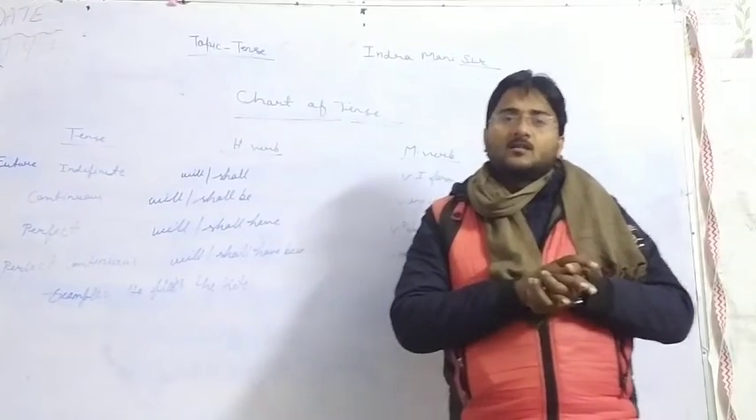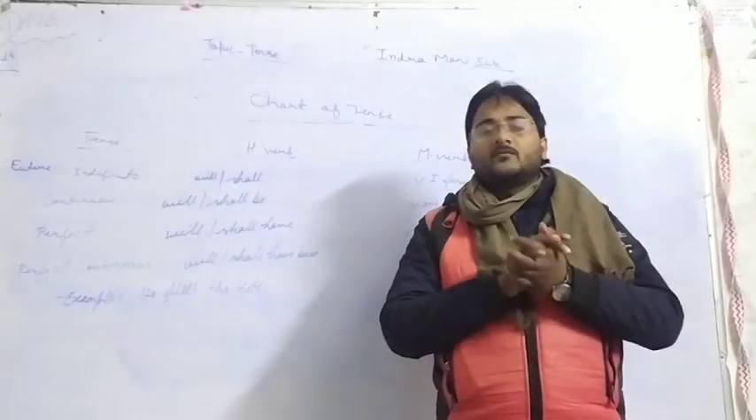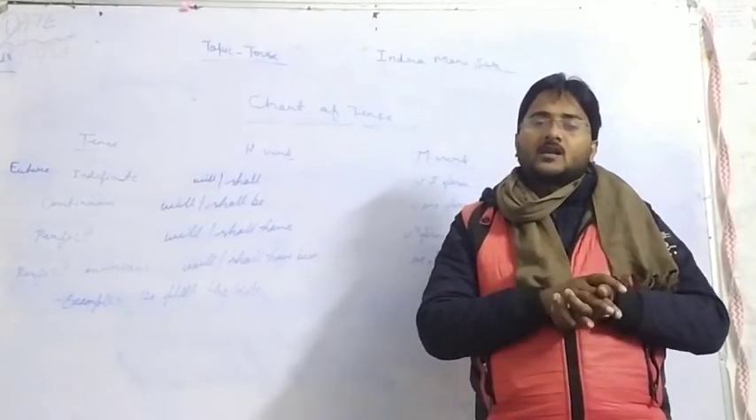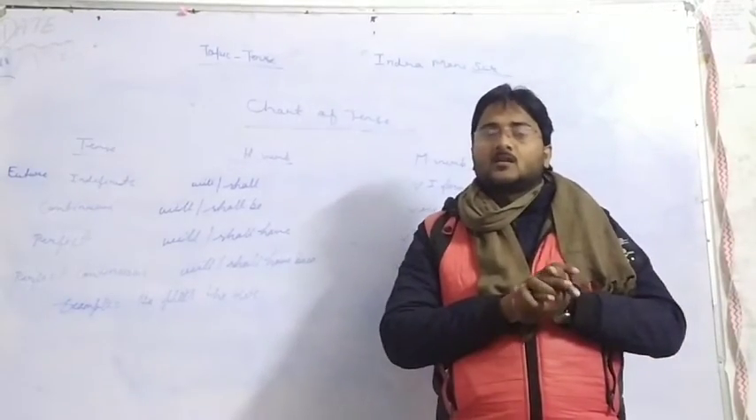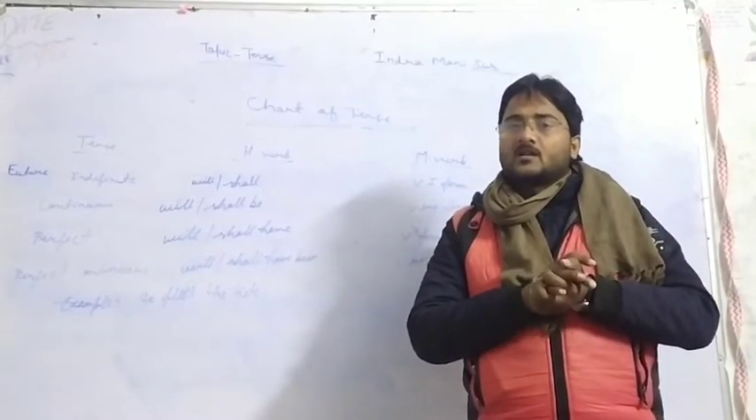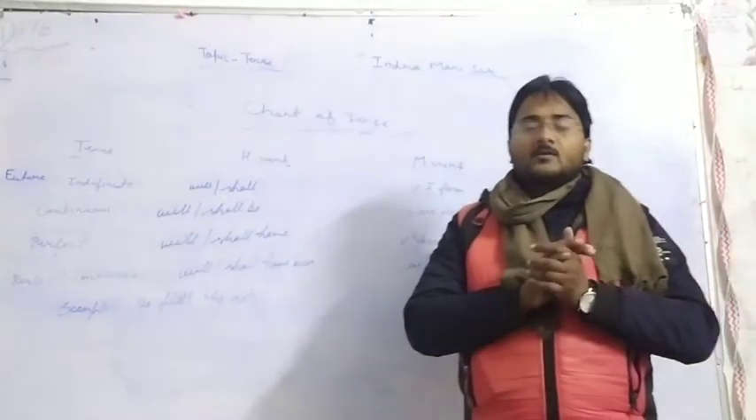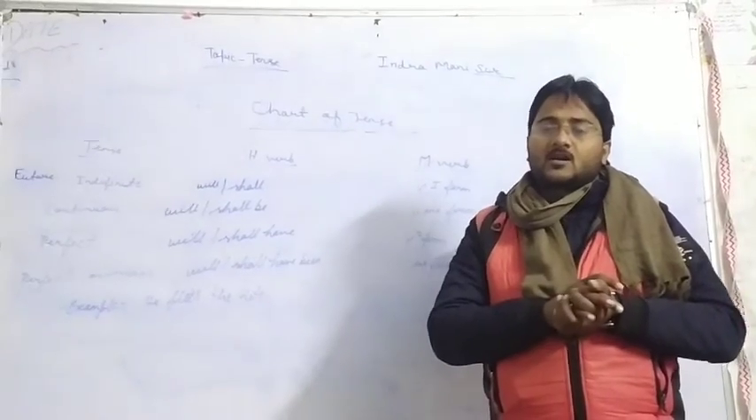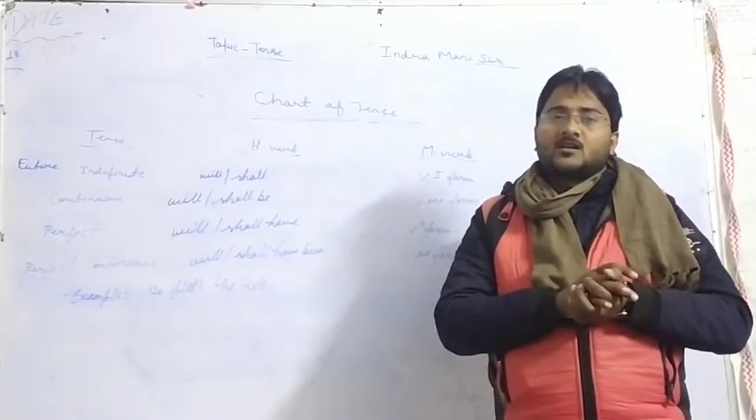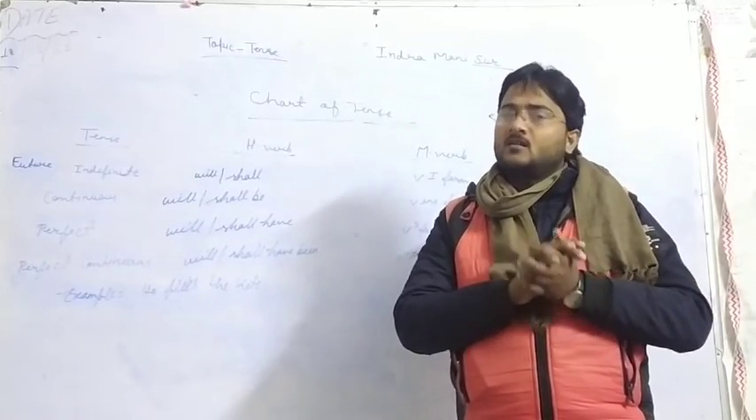And in future indefinite tense: he will fly the kite, he will not fly the kite. Will he fly the kite? Why will he fly the kite? Will he not fly the kite? Why will he not fly the kite? In future continuous tense: he will be flying the kite, he will not be flying the kite. Will he be flying the kite? Why will he be flying the kite? Will he not be flying the kite? Why will he not be flying the kite?